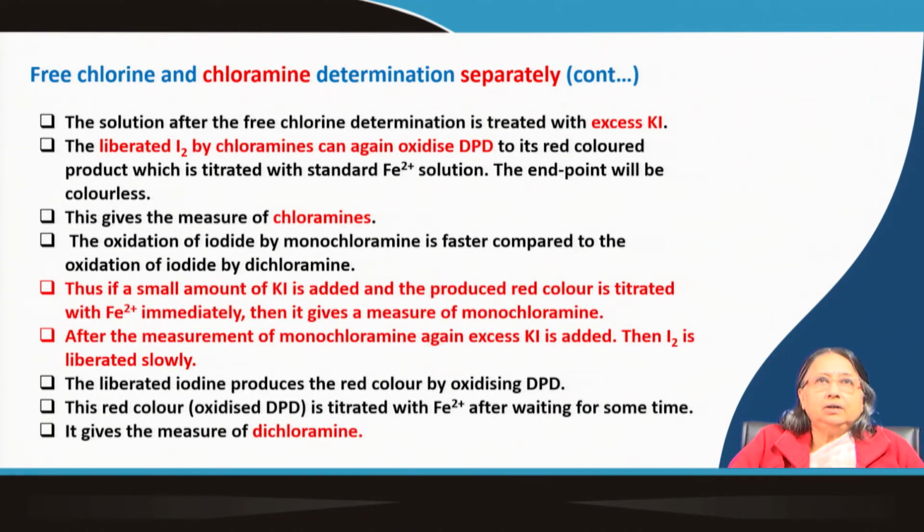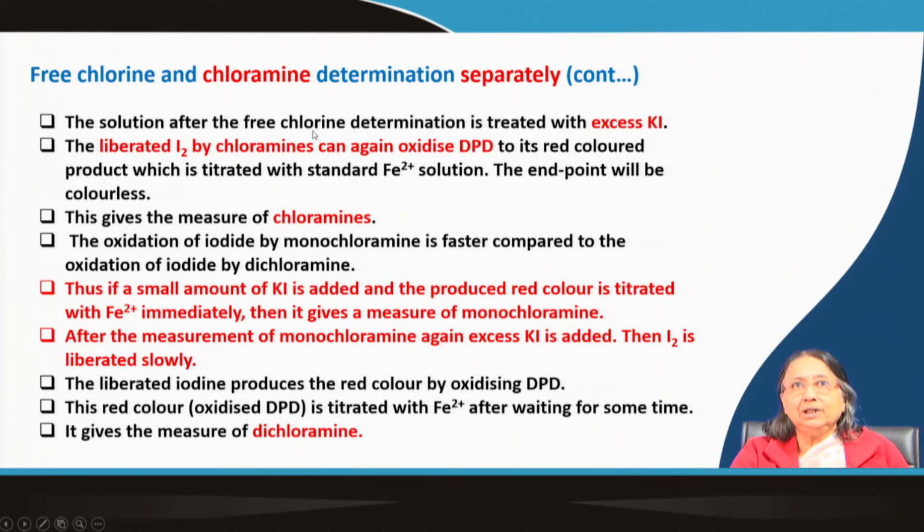Now, free chlorine and chloramine determination separately. Okay. The solution after the free chlorine determination is treated with excess KI. Free chlorine you have already determined. Now, you want to determine the chloramine concentration. So, how will you do it? Okay. It is a mixture, say for example, free chlorine is also there, chloramine is also there. So, free chlorine you have already determined. Now, you want to do the combined chlorine, okay, chloramine, combined chlorine. So, how will you do it? So, that is written here step by step.